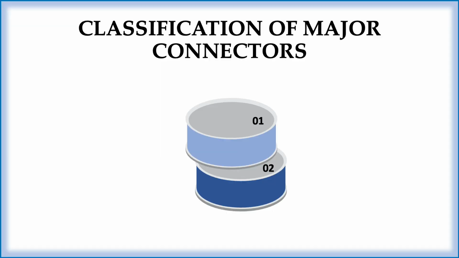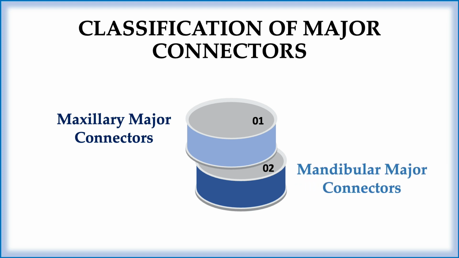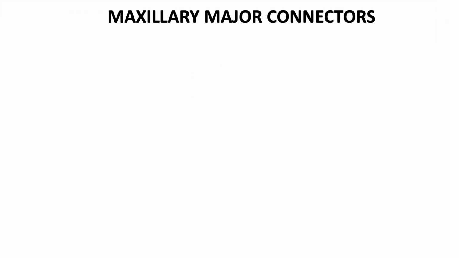Classification of major connectors. We have two types of major connector. The first one is the maxillary major connectors and the second is the mandibular major connectors. We'll discuss both in detail in further videos. Beginning with the maxillary major connectors, we have 6 types.